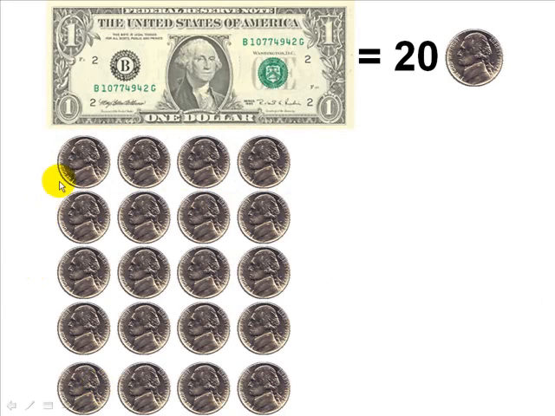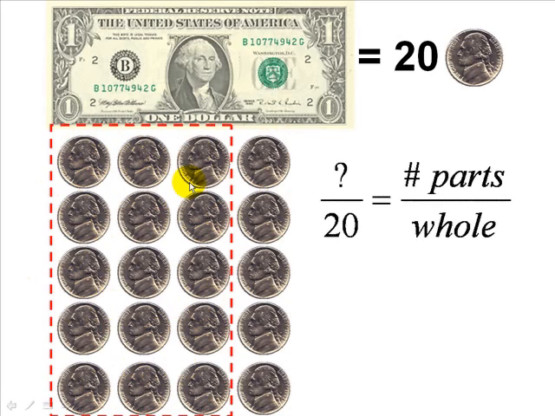Now you try this example. Here I highlighted the number of nickels shown here. We still have 20 nickels consisting of this whole. So find the fraction, find the percentage rate. Pause the video, and when complete, press play.